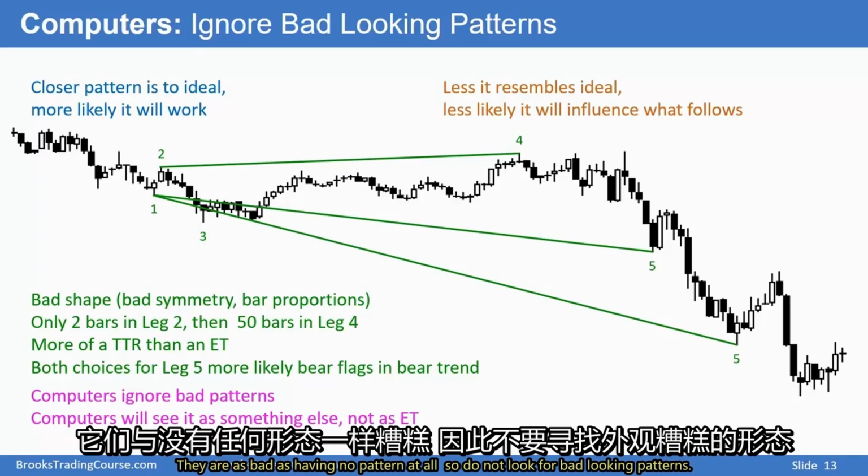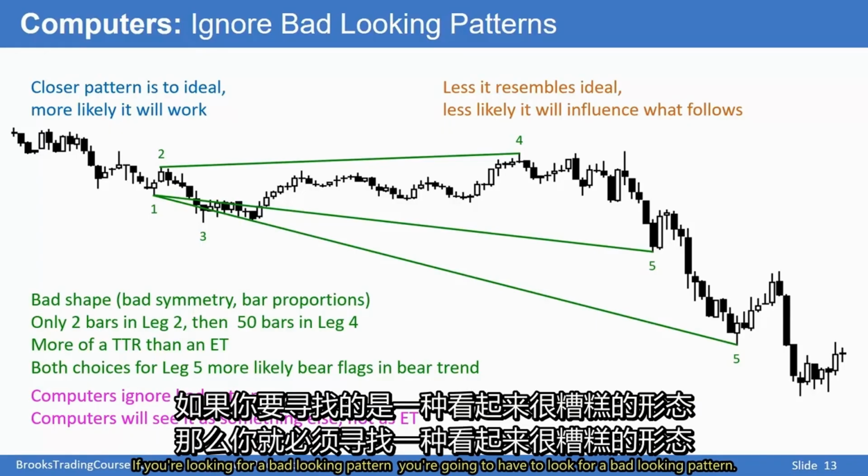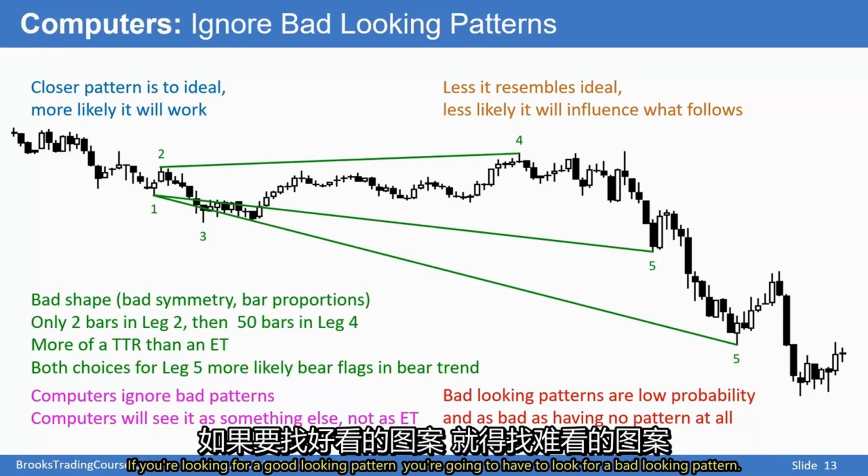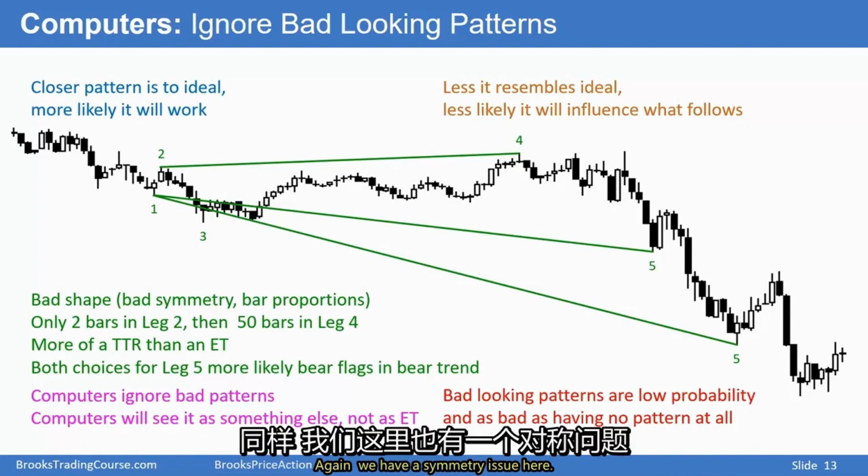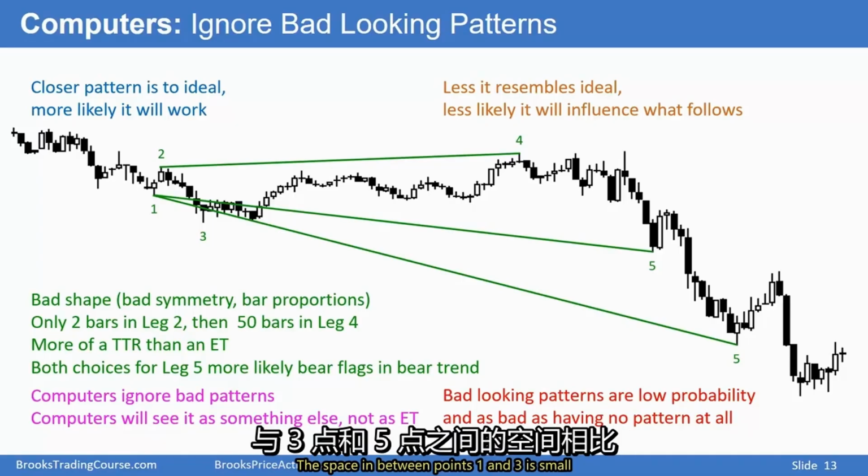Computers ignore bad-looking patterns. They'll always look at it as something else rather than an expanding triangle. Bad-looking patterns, therefore, are low probability. They are as bad as having no pattern at all. So do not trade patterns that look bad.